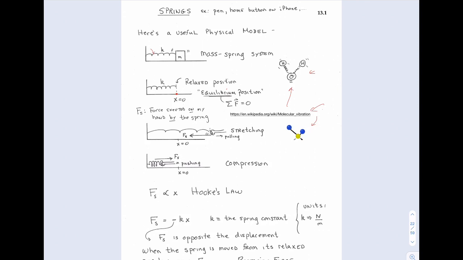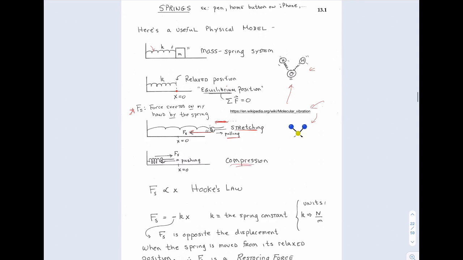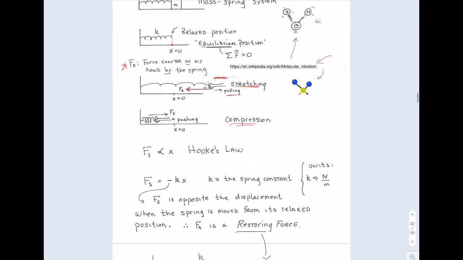I want to look at the spring force. So I grab the spring and I stretch it. I'm pulling it. The spring force is the force exerted on my hand by the spring. As my hand moves to the right, the spring force is trying to pull my hand backwards. If I compress the spring, pushing it to the left, the spring force pushes back on my hand to the right.